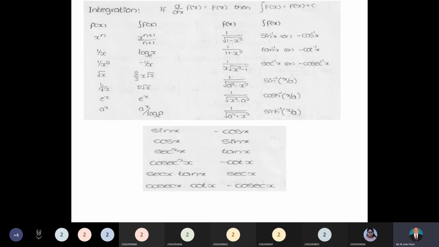So here, integral of x power n is x power n plus 1 by n plus 1. 1 by x integrates to log x, 1 by x square to minus 1 by x, root x to 2 by 3 into x power 3 by 2. Okay. Actually, the differentiation of root x is 1 by 2 root x in the denominator. Then e power x integrates to e power x. If it is e power minus x, we will get minus e power minus x.